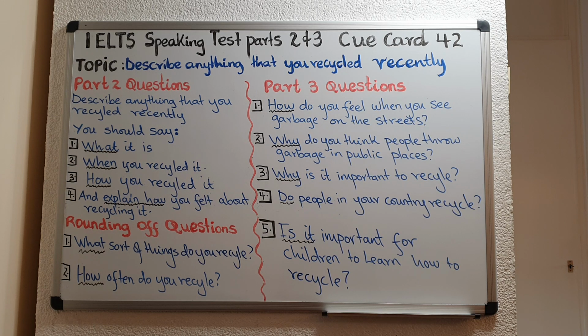Now, let's move on to the rounding of questions. So once you have given your answers for part 2, the examiner is going to ask you some rounding of questions before you move on to part 3. Let's look at question 1. What sort of things do you recycle? In this question, the examiner wants you to identify the sort of things that you recycle.